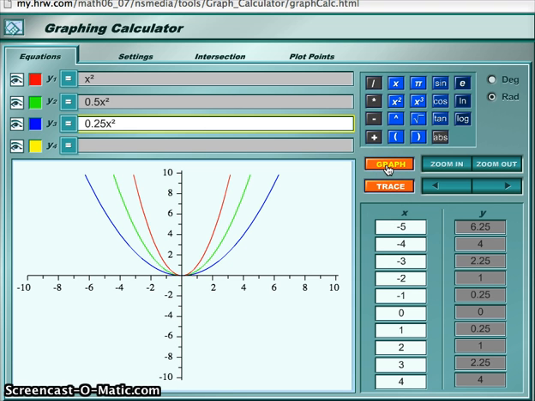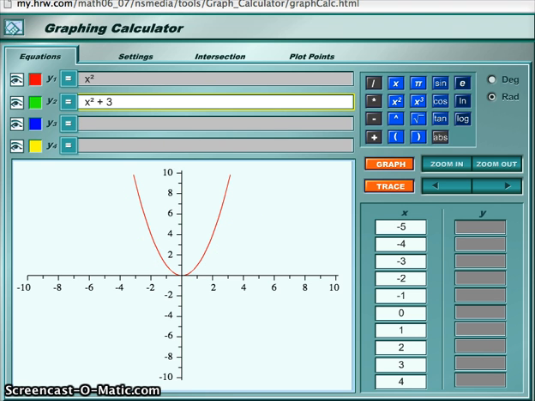And even wider. So the rule here, and you can write this down, is that when the a value is less than 1, your graph will become wider. When your a value is larger than 1, your graph will become skinnier. And then we mentioned earlier, when your a value is positive, your graph will turn upward. And when your a value is negative, your graph will turn downward.